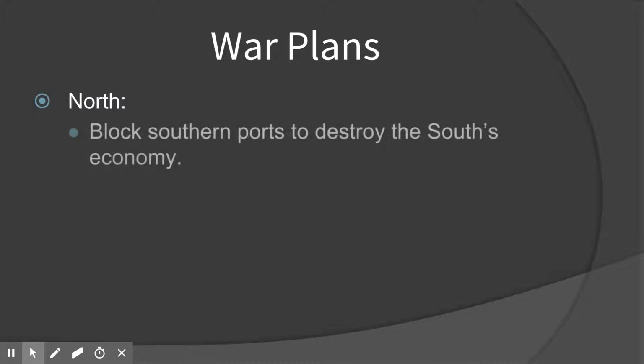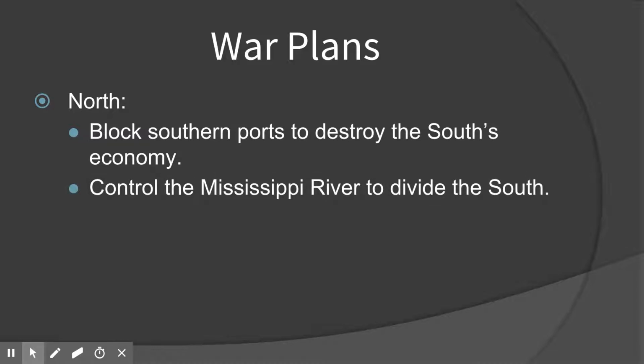War plans of the North. Their plan is to block southern ports to destroy the economy. Again, something we looked at with the American Revolution. If you have control of the ports, you essentially control what the outcome of war will be. Everything, all of the money, the economy flows in and out of those ports. So the North knows if they block the southern ports, the South has no choice but to essentially lose, because the North won't trade anything with them. So if we cut off their outside resources, it's just a slow strangulation. They want to control the Mississippi River in order to divide the South.